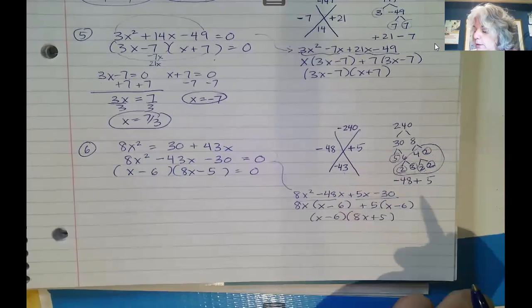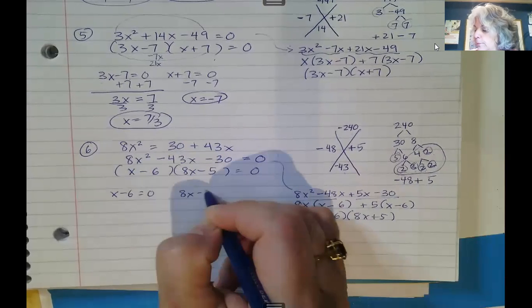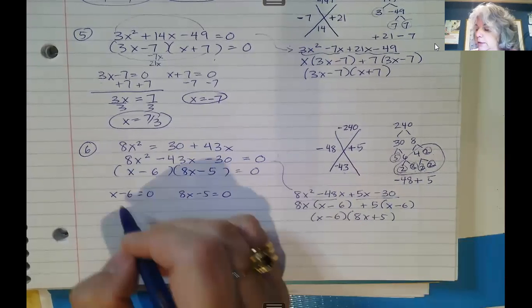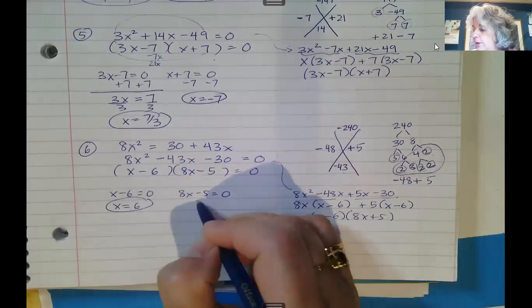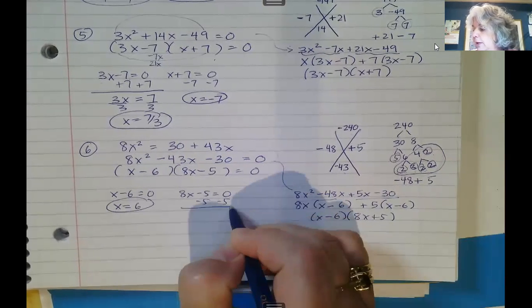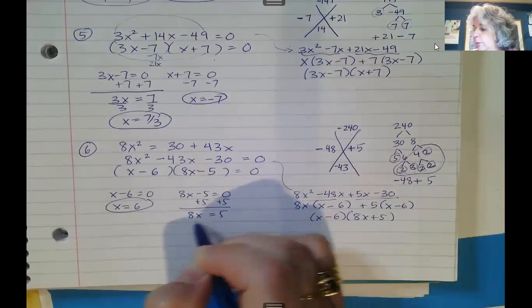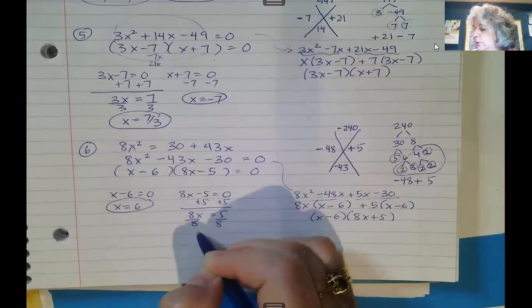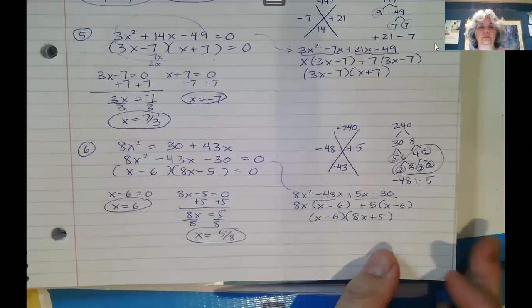Set each one of those equal to 0. This one's just going to be x equals 6. This one I have to subtract 5, or add 5, excuse me, add 5. 8x equals 5, divide by 8, so I get x equals 5/8. Those are my two answers.